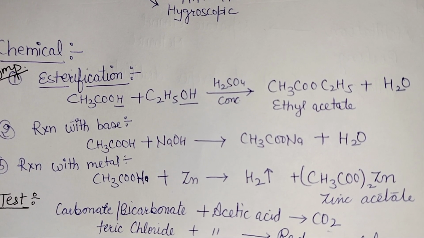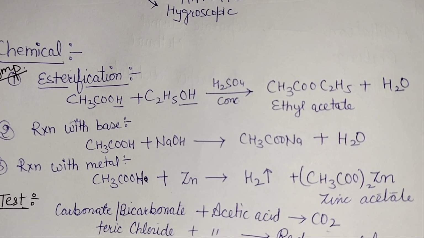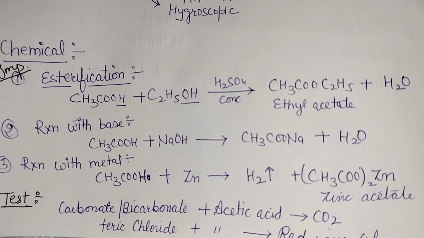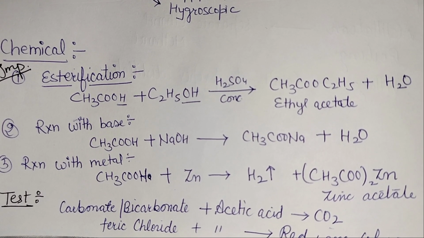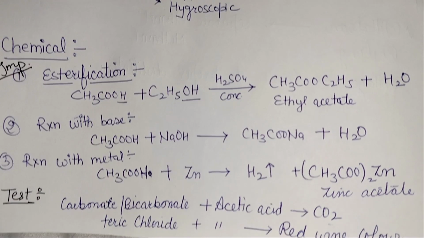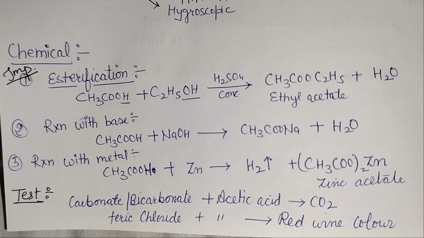Then reaction with base: whenever an acid reacts with a base, we all know it forms salt plus water, and it is known as a neutralization reaction. Then reaction with metal: whenever it reacts with metal, it liberates hydrogen gas and forms acetate, metal acetate.